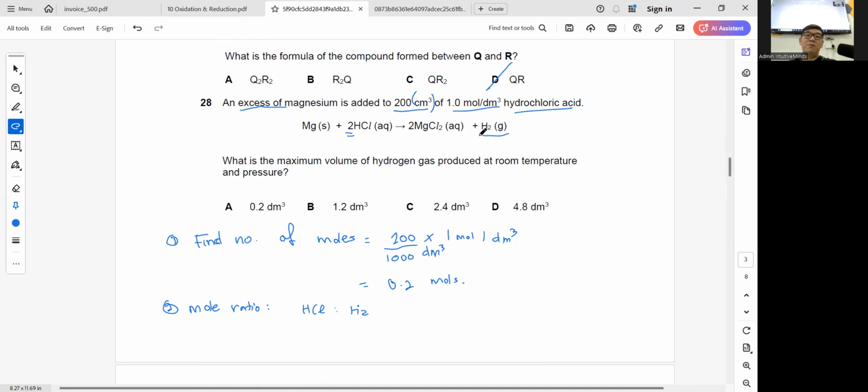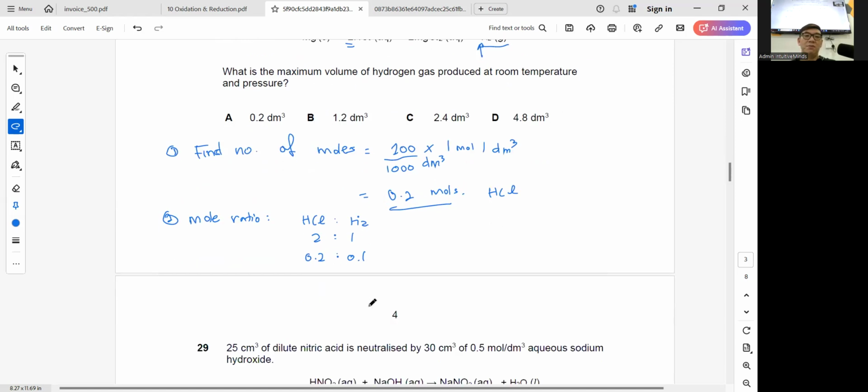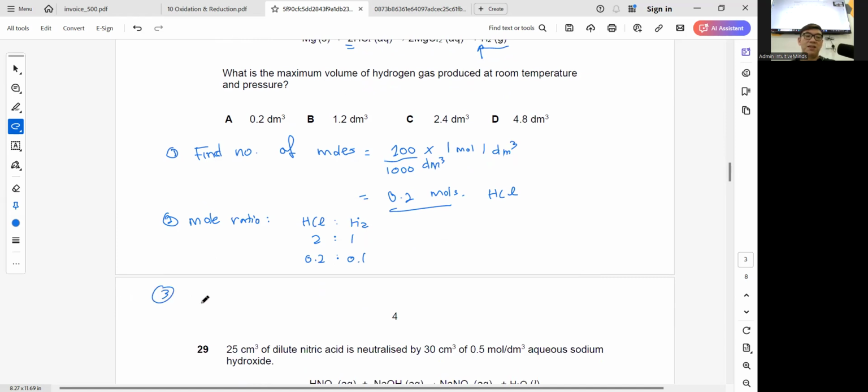You find the mole ratio by looking for the number next to the chemical formula. So if you are given 0.2 moles of HCl, how many moles of hydrogen will be produced? 0.1. So if 0.1 moles of hydrogen is produced, you can then calculate the answer.